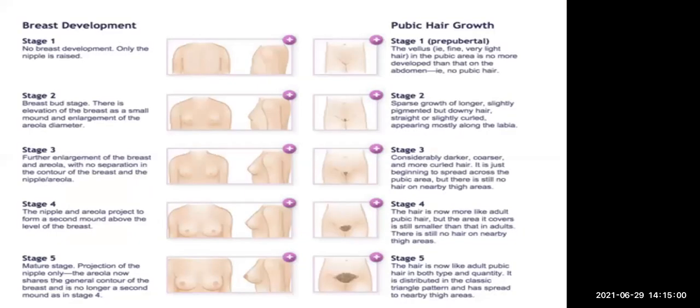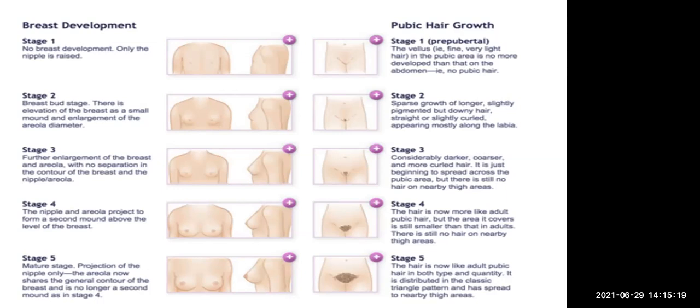Tanner staging for breast and pubic development. Tanner staging was invented by Marshall and Tanner. When we talk about breast development, there are 5 stages, as well as for pubic hair growth. I'm not sure if I have to explain one by one, but this is a common thing asked in the MCQ. So stage 1, briefly, no breast development.